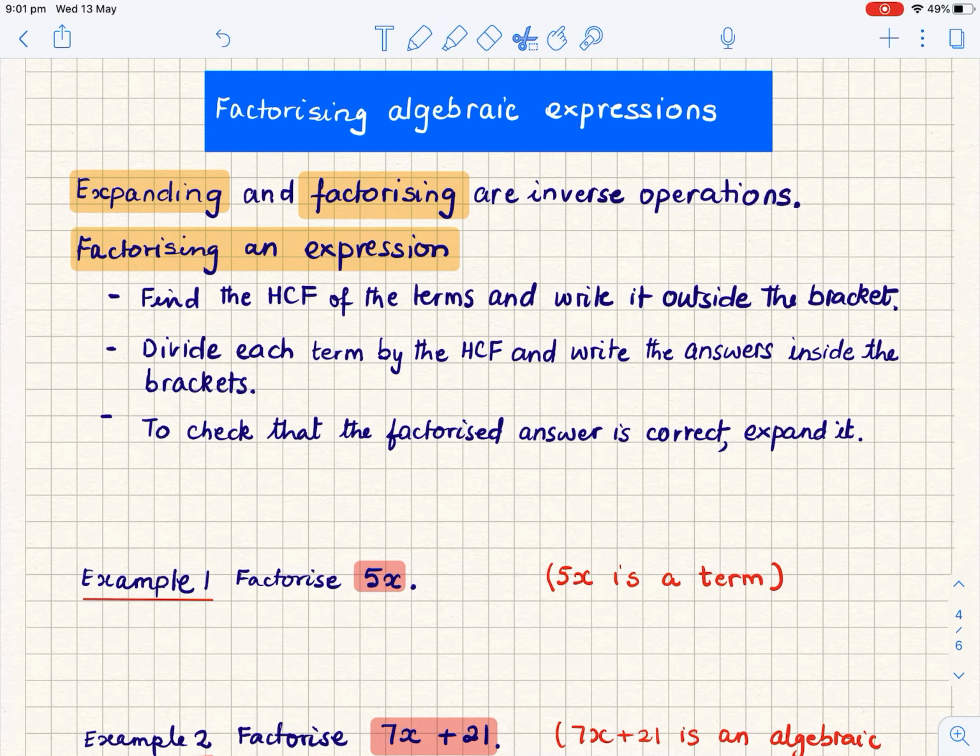Divide each term by the highest common factor. In short form, we say HCF. And write the answers inside the brackets. To check that you have factorized correctly, expand it.